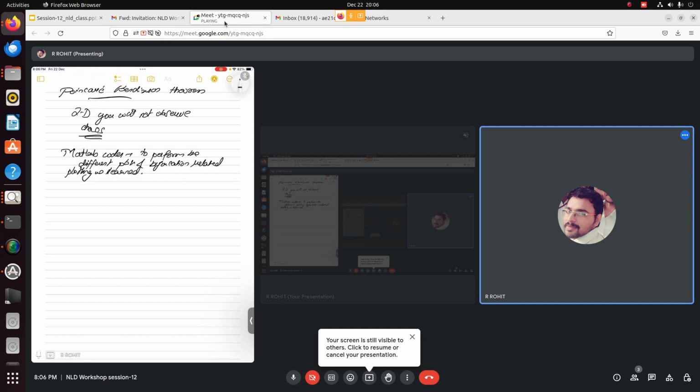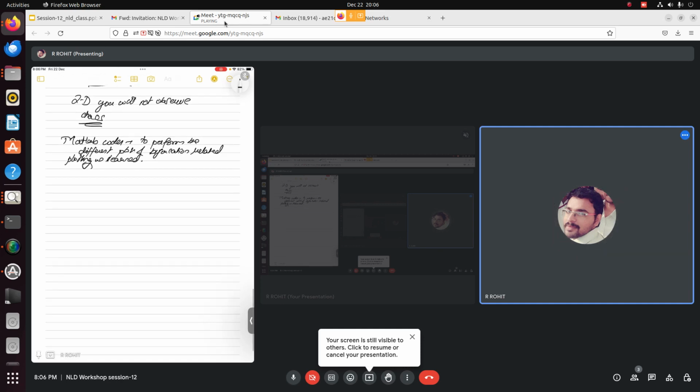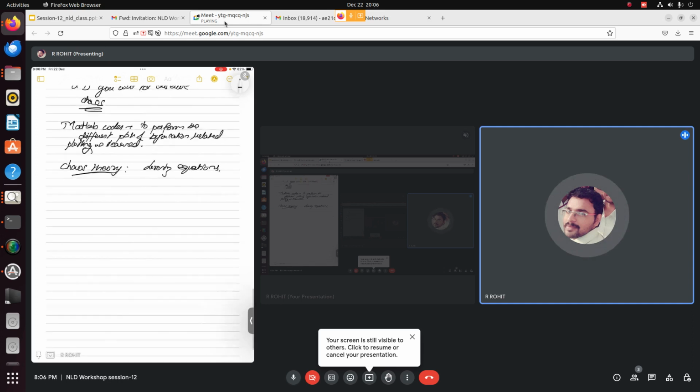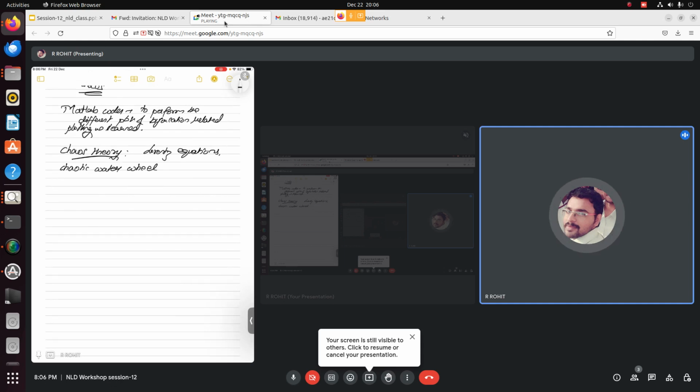Then we slowly entered the topic called chaos theory, where we initially introduced the Lorenz equations. Using the Lorenz equations, we discussed the famous example of the chaotic water wheel, and we showed you the video of chaotic water wheel experiments, how it moves and produces these different oscillations. We showed how these systems are dissipative in nature, and how the volume decreases as the system evolves.